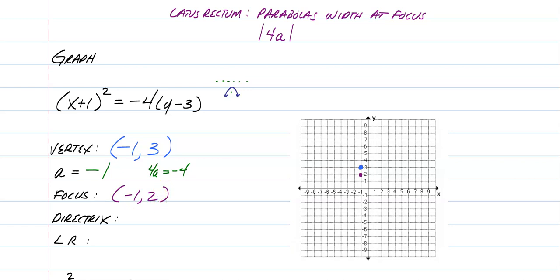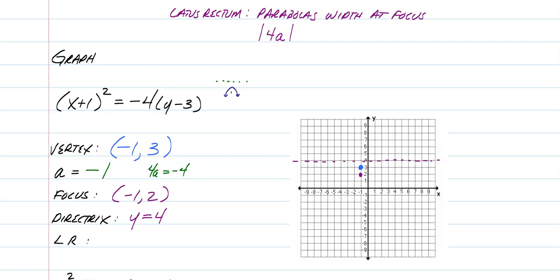Now your directrix goes in the opposite direction. So the directrix is going to be 1 above your vertex. But again, a directrix is a horizontal line, so that's going to be at y equals 4. Okay? So that is where you find that information in terms of what the A does. But again, it's easier to just think about opening up, down, left, or right.